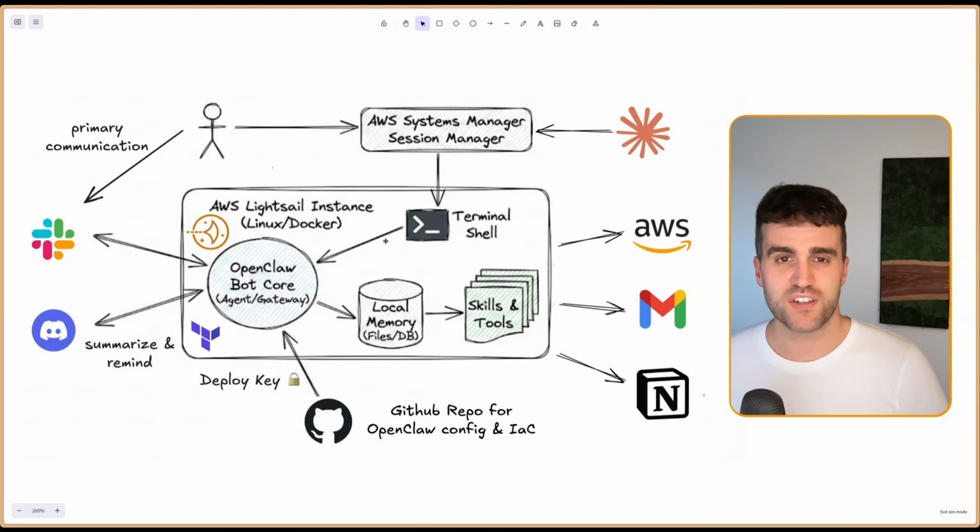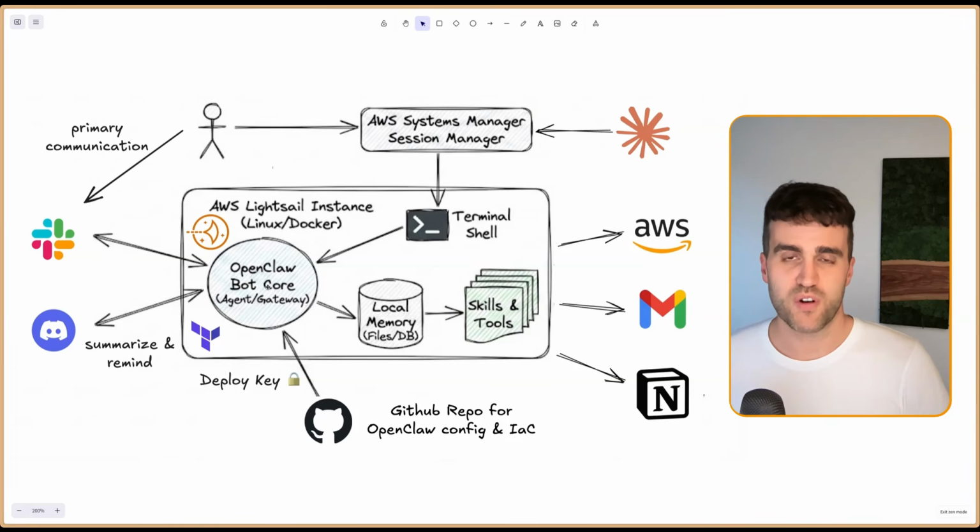So this is the architecture we want to set up. It looks complicated, but it actually isn't. The first thing we can see is Lightsail. So OpenClaw will run inside a Lightsail instance. We will access the Lightsail instance via the session manager. This means we don't need to open any SSH ports.